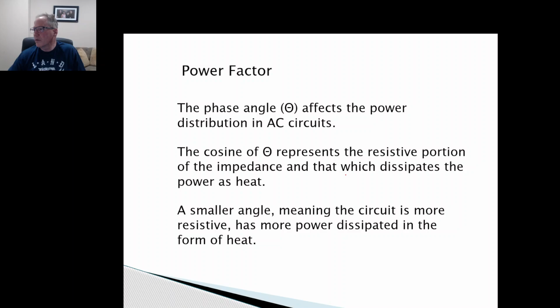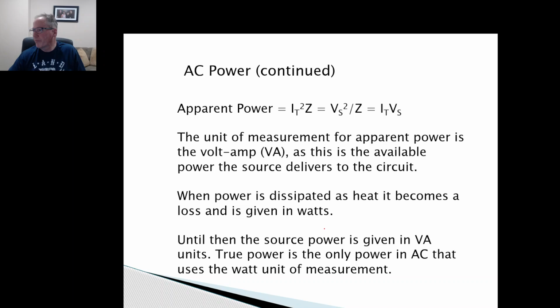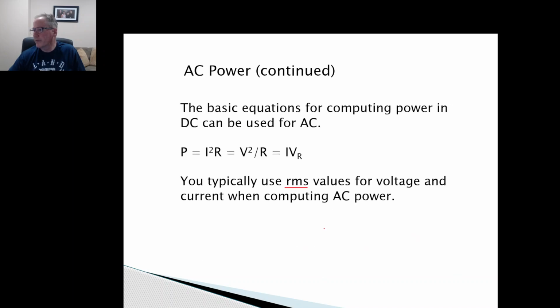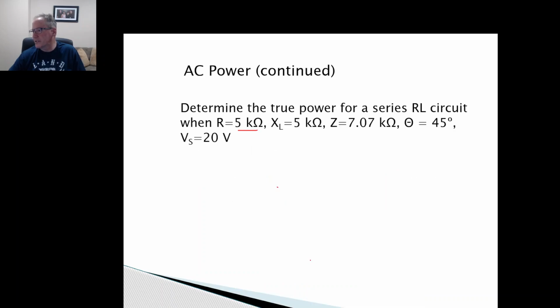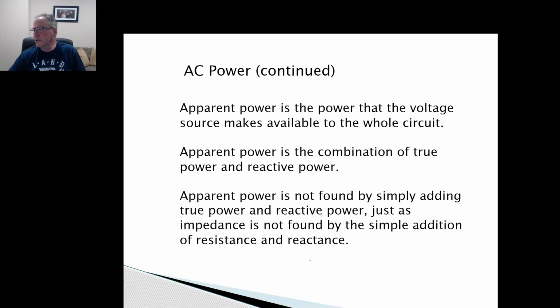All right. Now, the smaller the angle means the circuit is more resistive. Therefore, it's going to have more power dissipated in the form of heat, because remember our little triangle here. Let me go back here. Our resistive power, or true power, which is this side here, that's for our resistance. And that's the one where the power is dissipated in the form of heat. So the smaller this angle, the more true power we're going to have, which means there's going to be more heat dissipated.